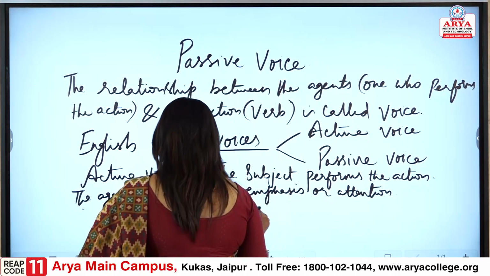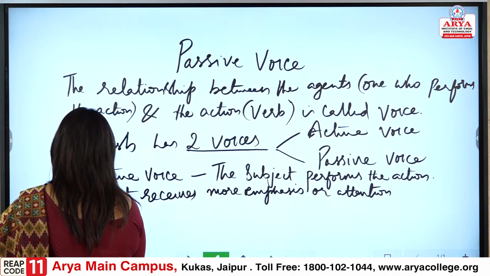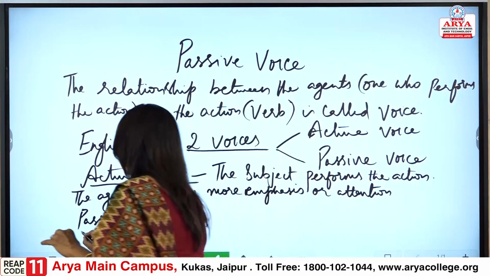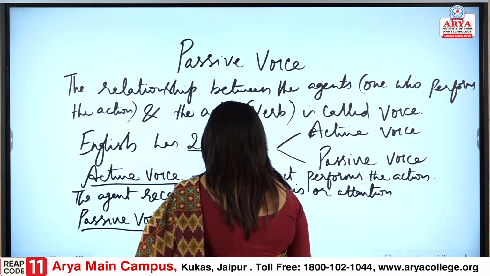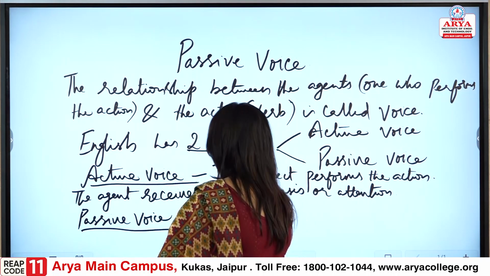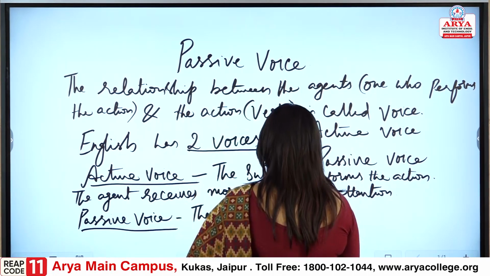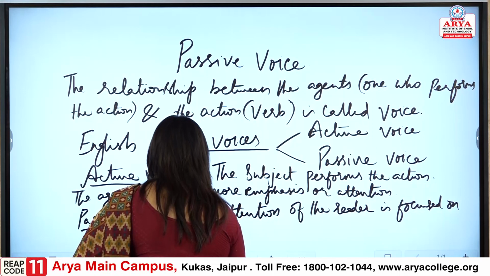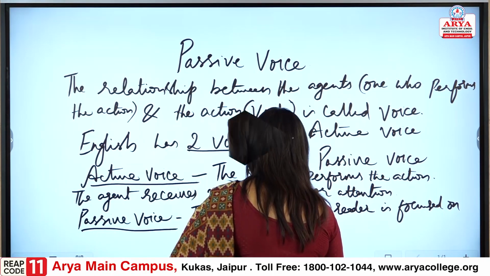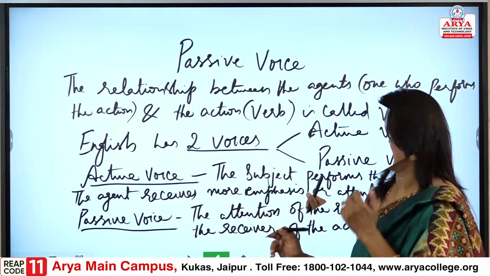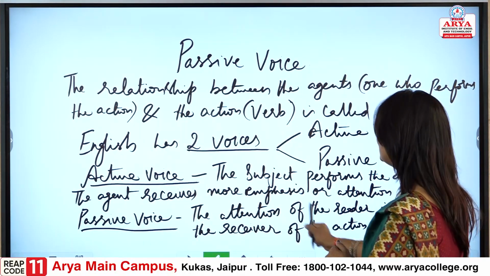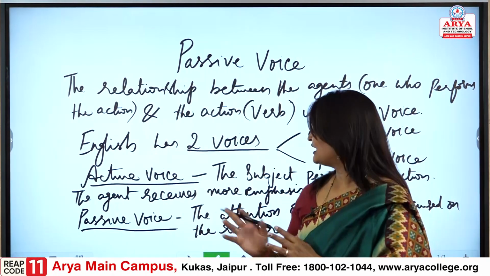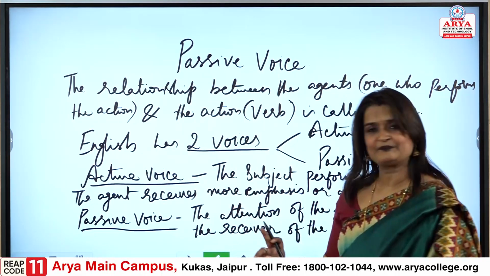Then, in passive voice. We were studying the active voice; now we are understanding the passive voice. In this, the attention of the reader is focused on the receiver of the action. This is one important point, so please remember it. Now the attention of the reader is focused on the receiver. Now who is the receiver? When we were talking, the agent receives.